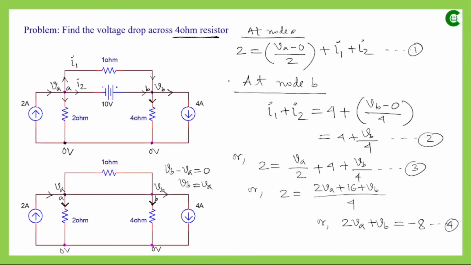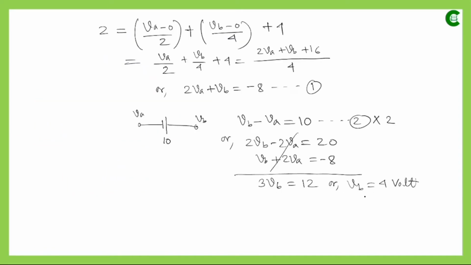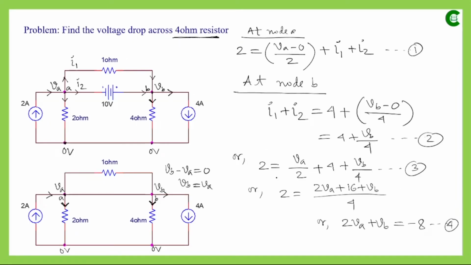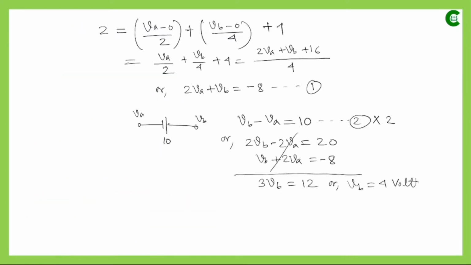Now what was expected from us was the voltage drop value across this 4 ohm resistor. The 4 ohm resistor voltage drop is VB minus 0, that is the voltage drop. That means VB we have found out, so the voltage drop value will be 4 volt only.